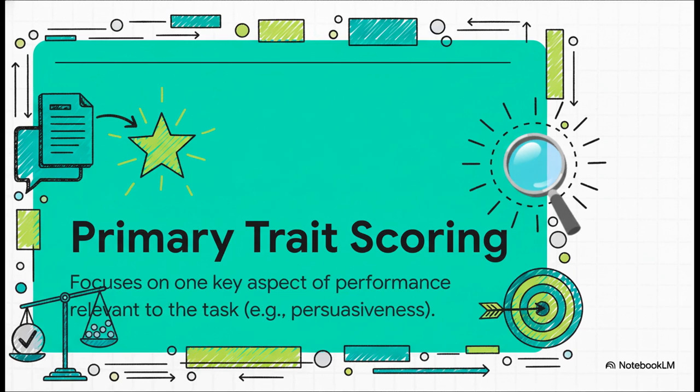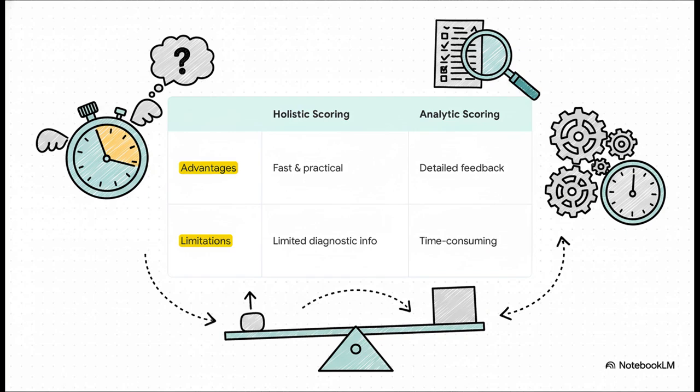How persuasive was that argument? It's a fantastic tool when you have a very specific teaching goal in mind. So the big question is, which one do you pick? Well, this table kind of breaks it down for us. Holistic is quick and easy, but you don't get much detailed feedback. Analytic gives you that amazing specific feedback and can be more reliable, but yeah, it takes a lot more time.